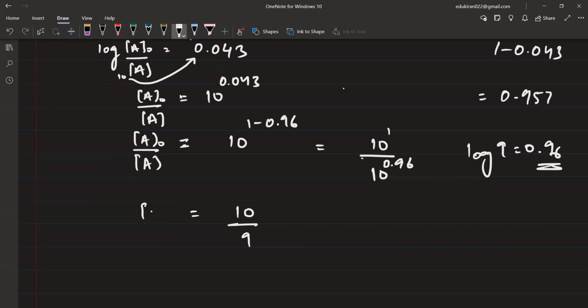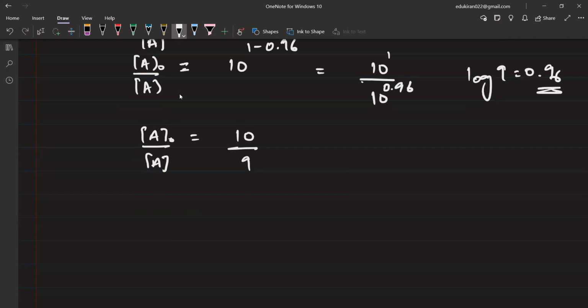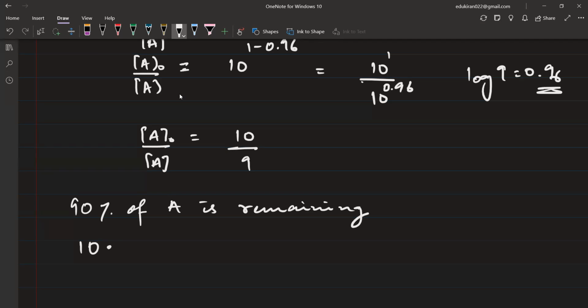Now you can even see that it is very easy. A naught upon A. So if A naught is 10, A is equal to 9, right? That means when A naught is 10, A is equal to 9. And then I can say that 90% of A is remaining. Correct, guys? Yes or no, please tell me. 90% is remaining, so how much is left? 10% is reacted.